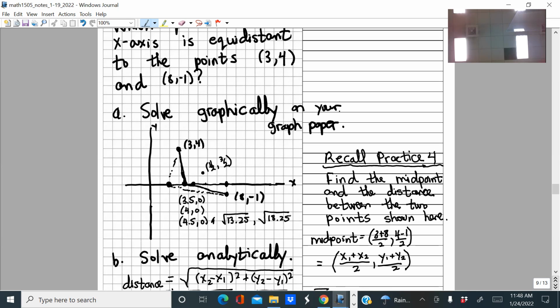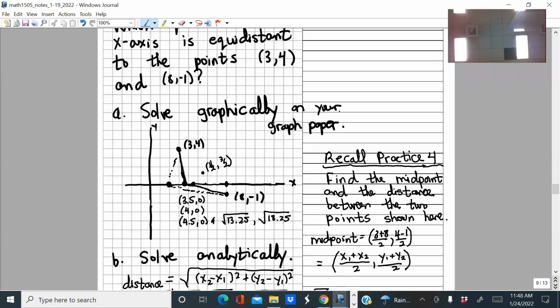Is anybody else at home got something different for the two distances? Got the same thing? Mauricio's got the same thing. Anybody got something different from these two? Okay, well, all right. If we've got some confirmation there, then I'm going to go with that.